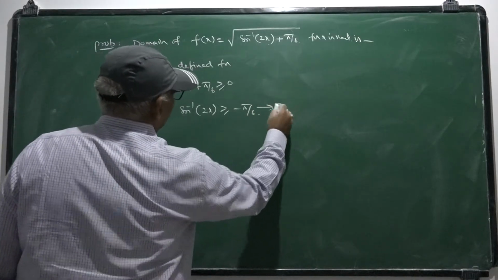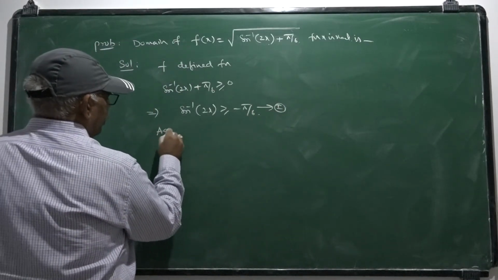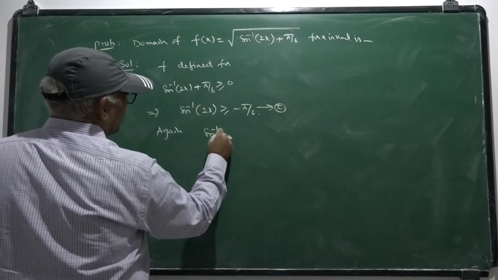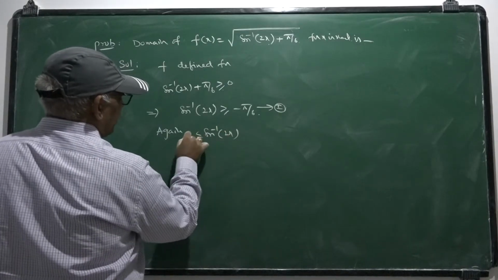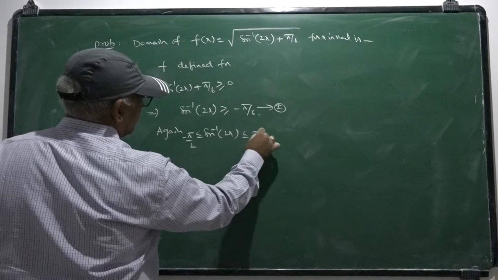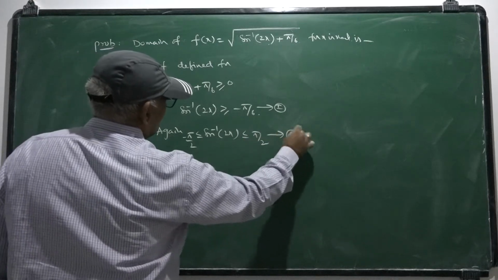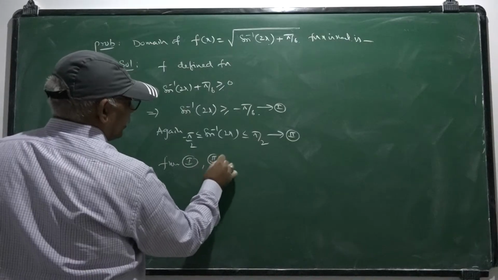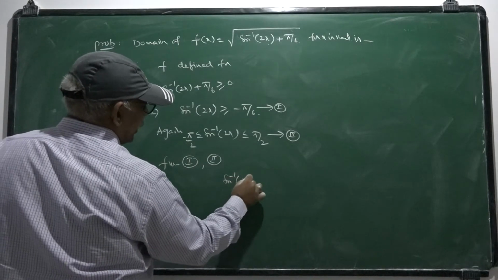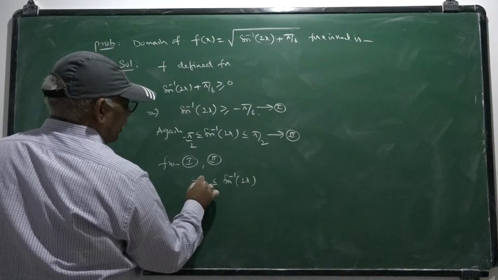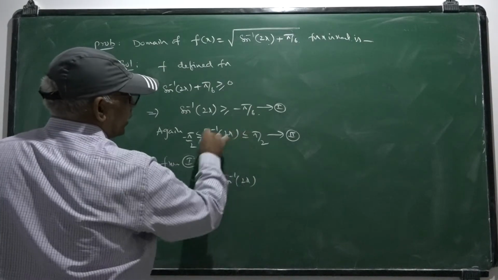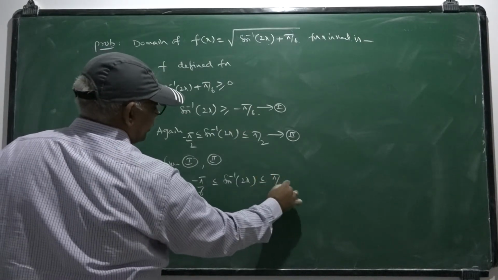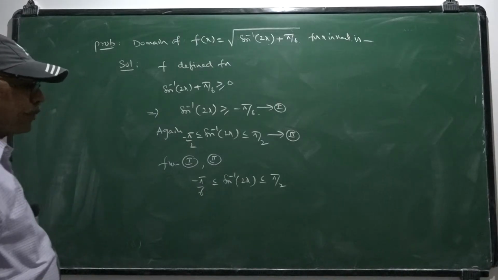This is 1. Again we know that sin inverse of 2x always lies between minus pi by 2 and pi by 2. From 1 and 2 we can conclude that sin inverse of 2x lies between minus pi by 6 and pi by 2.